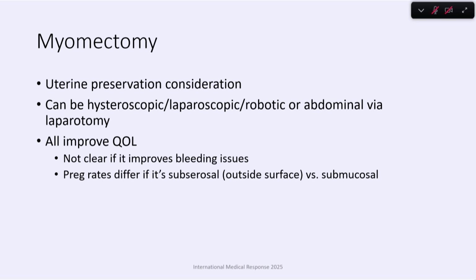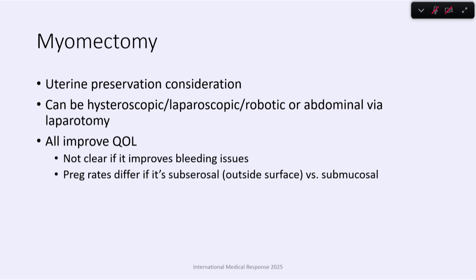A myomectomy can be performed hysteroscopically, which is taking a small camera through the cervix into the uterus and removing the fibroids, laparoscopically, which is minimally invasive, robotically, also minimally invasive, or abdominally, where you have an open laparotomy. All of these studies have shown that myomectomies do improve quality of life.